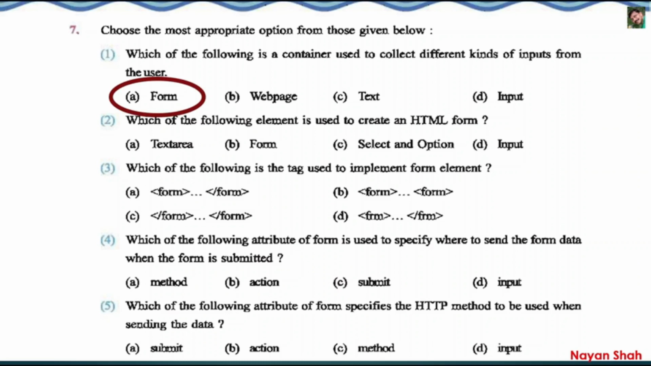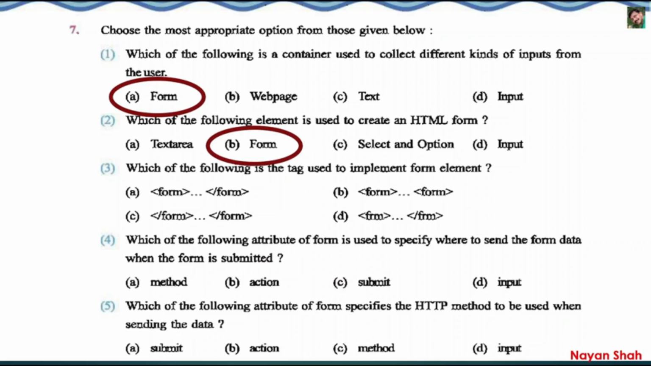Second question, which of the following element is used to create an HTML form? So to create an HTML form, we use the form element. As you know, to create an entire form, we use these four things: textarea, form, select an option, and input. In that, form is used to create an HTML form.